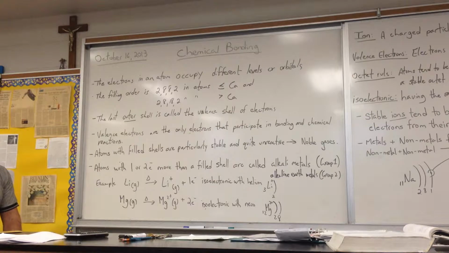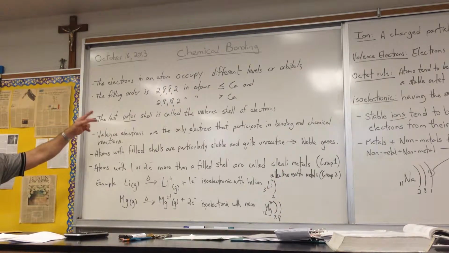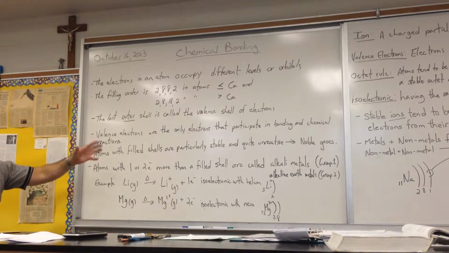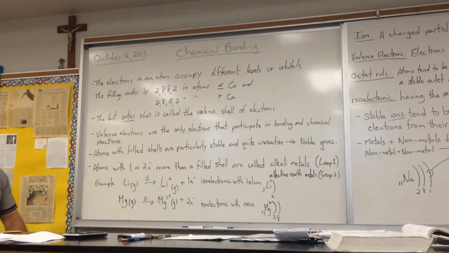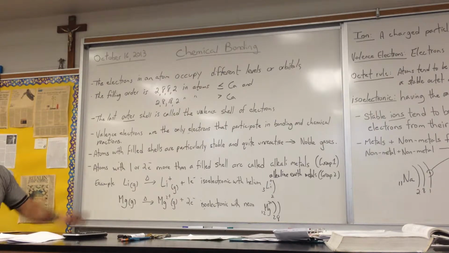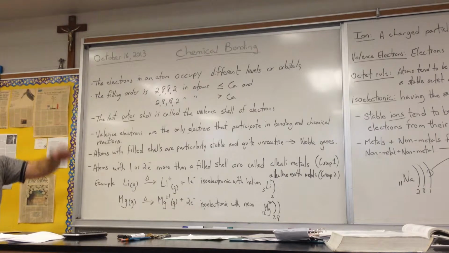So the electrons in an atom occupy different levels or orbitals. We've learned this from yesterday. The filling order in atoms is 2, 8, 8, 2, in atoms as big as up to the size of calcium. In atoms that are bigger than calcium, the shells fill 2, 8, 18, 2. You'll see next year when we investigate this a little more in depth that there's a whole theory behind how electrons pile in around the atoms. But for the purposes of grade 10, it's enough to know this, that it goes in shells and that they go 2, 8, 8, 2.